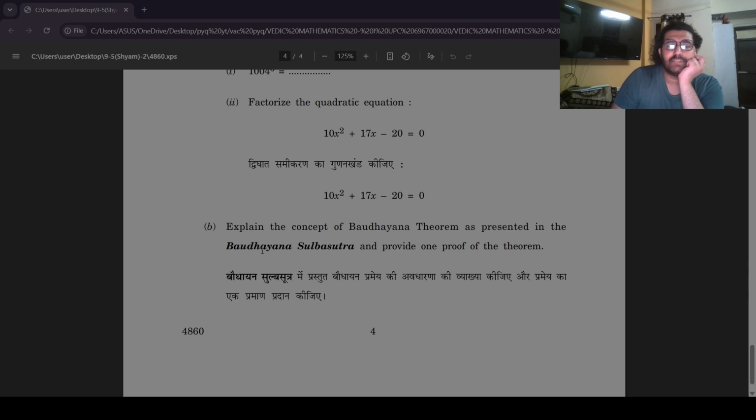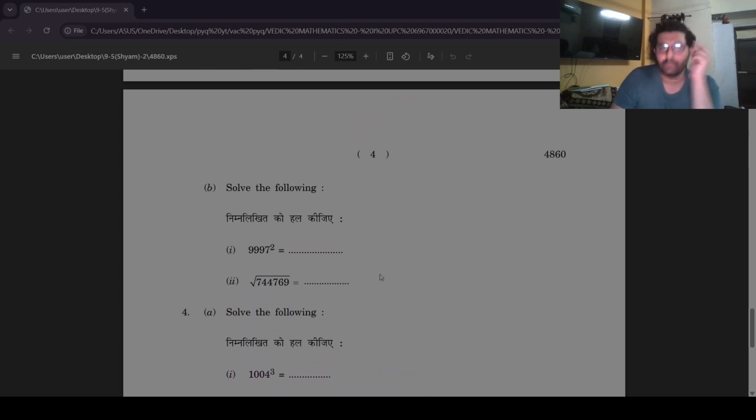Fourth question part B. Explain the concept of Bodhayana theorem as present in the Bodhayana syllabus and provide one proof of the theorem. Okay, thank you.